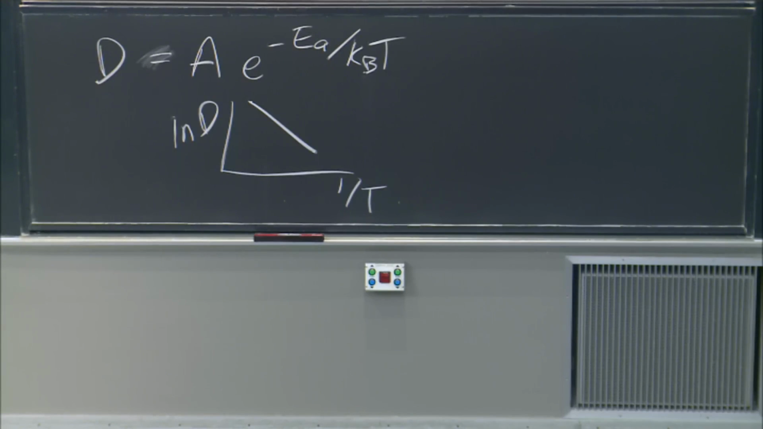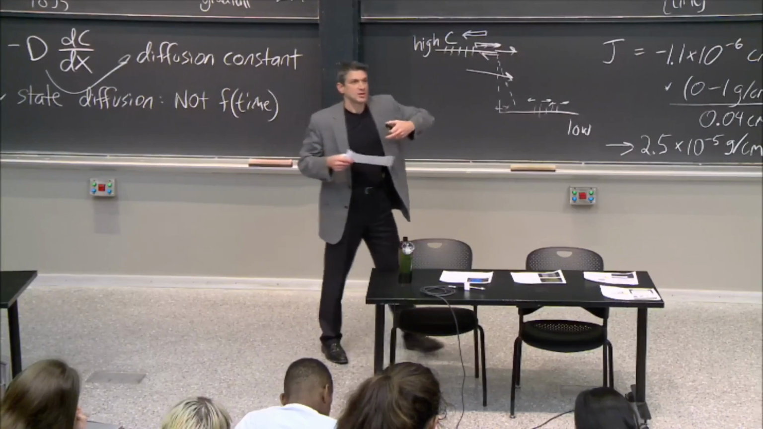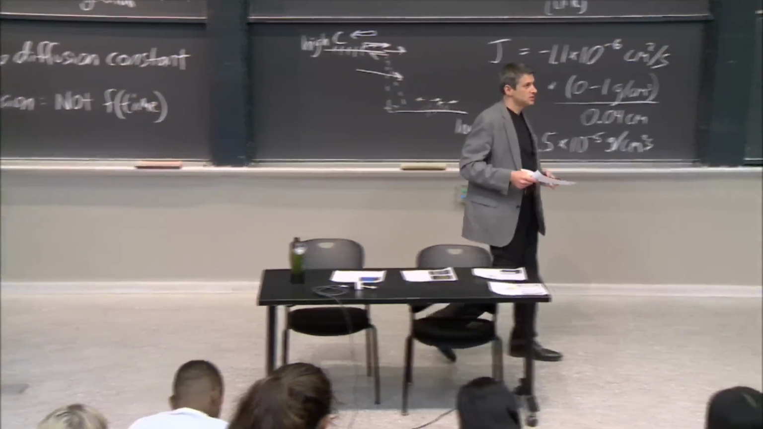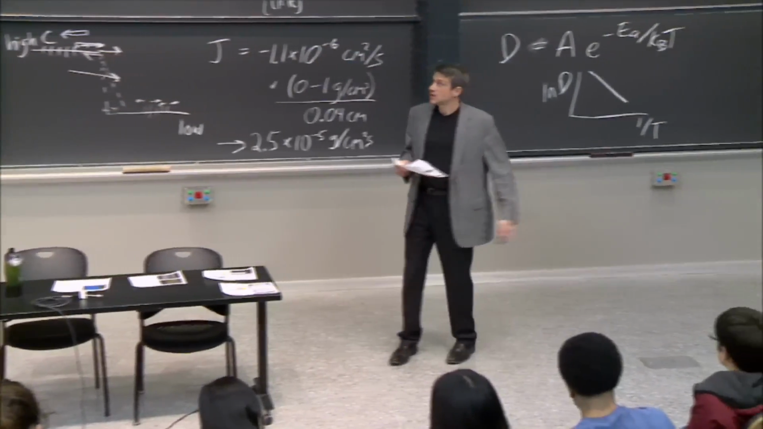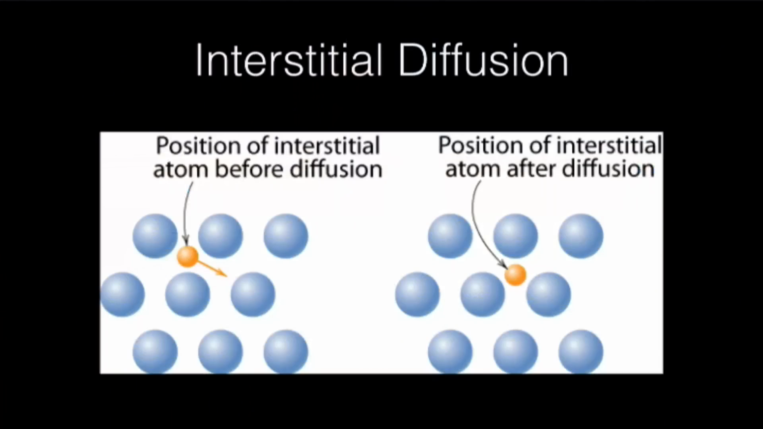Remember, these have high barriers. This might be kind of hard to do, but it's still going to happen. You might also get something like this, and this goes back to our discussions of defects in crystals. You might get an interstitial diffusion, right? So this is diffusion.